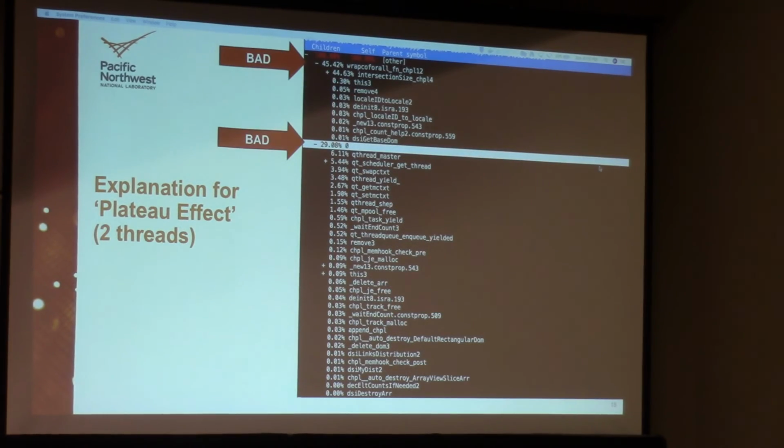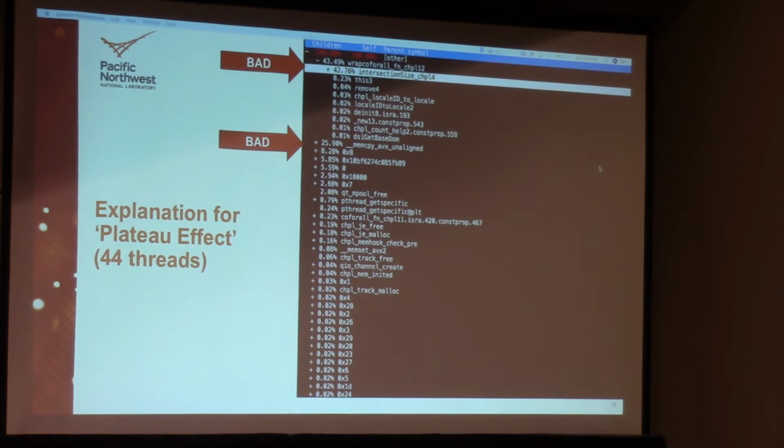But for 2 threads, I noticed that a lot of the time is actually spent in the Qthreads tasking layer, at least 30%. There's more below. So I skipped forward to 44 threads, and I have no idea what that memcpy is. But the point is that there is something lower level going on, and that impedes scalability.